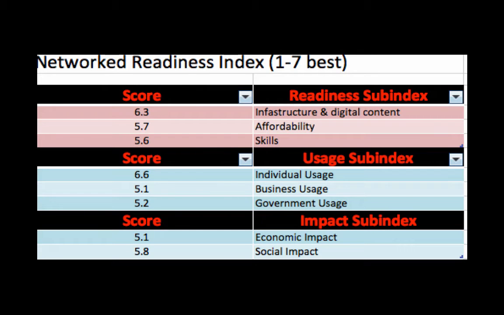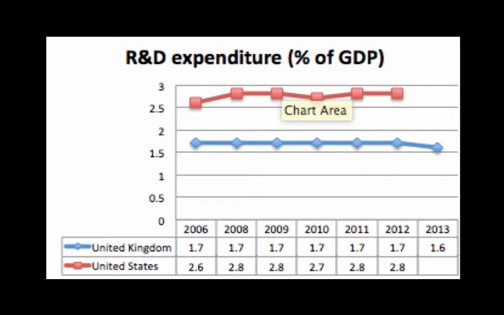We will also take a look at the Networked Readiness Index. The index ranks the United Kingdom as number 8 on the 2015 report, with an overall score of 5.6. It is ranked number 4 in individual usage and number 6 in social impacts.